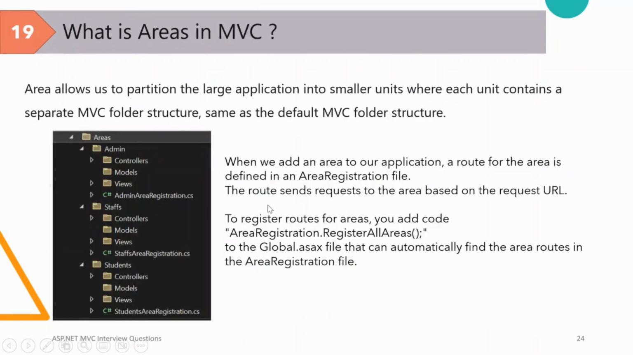Next question, what are areas in MVC? When we design a large application in MVC, it includes many controllers, views, model classes, so it can be difficult to maintain it. Areas allow us to partition the large application into smaller units where each unit contains a separate MVC folder structure. For example, a large enterprise application may have different modules like admin, staff, students and so on. By using areas, we can separate each module.